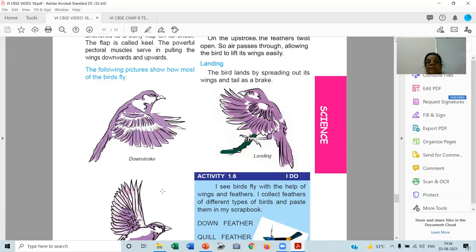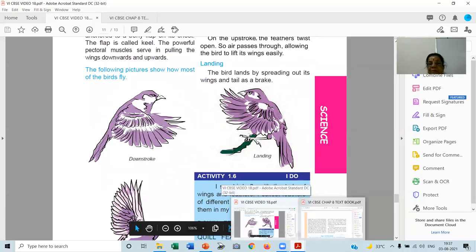Then the bird lands by spreading out its wings and tail as a brake. That is landing. I hope you understand. So the pictures show downstroke, upstroke, and landing. Are you clear? So this is the gait of animals, that is movement in animals, that is given in our textbook. It is just for reference I have given, that you will follow.